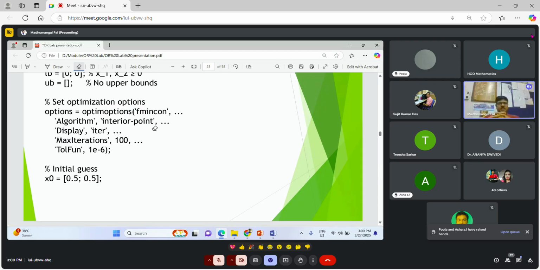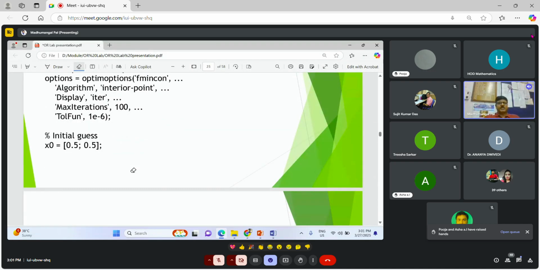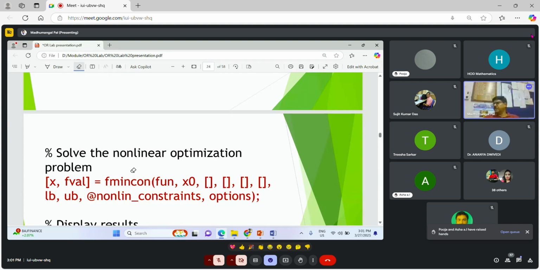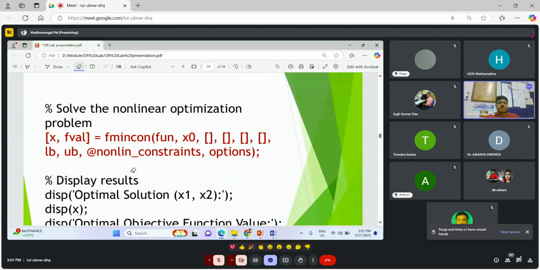Maximum iteration is 100, and the function tolerance is 10 to the power minus 6. All these things are similar. Another new thing is that, apart from the previous methods, for your nonlinear optimization problem, the interior point method needs some initial values of the variables. All the previous methods don't need the initial values of the variables, but for the nonlinear programming problem we need them. So 0.5 are the initial values of the variables x1 and x2.